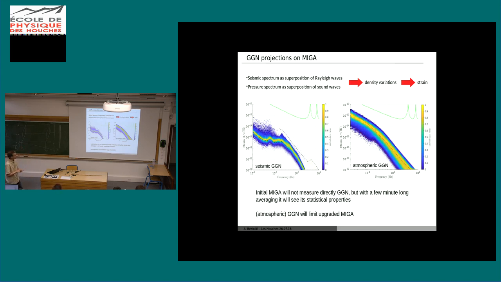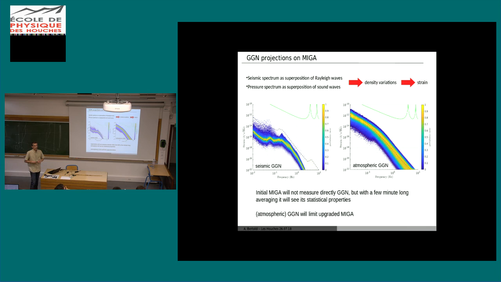That's for seismic and that's for atmospheric. As we see, we will not be limited by Newtonian noise for quite a long time. We will be closer to the atmospheric gravity gradient noise. You see, there is more or less one order of magnitude.